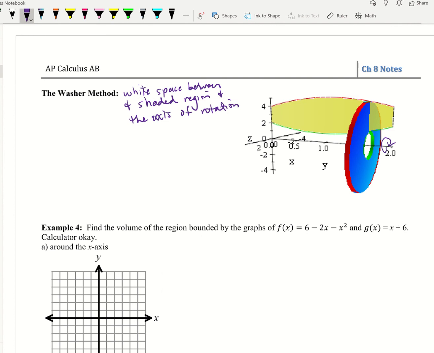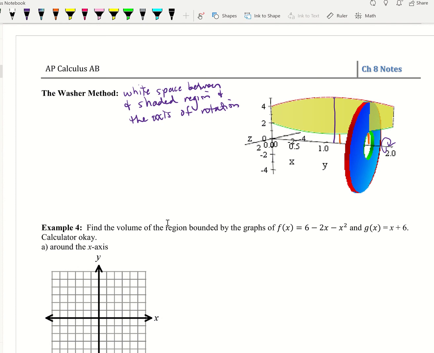But if it ever has that gap, then as you draw this, we could think of this as two radii. There's one radius for this outer edge of this washer, from the curve that's farther away from the axis of rotation. And then there's a second radius from the closer curve, and that radius creates this empty space. And because there's more than one radius, here's how our region looks.